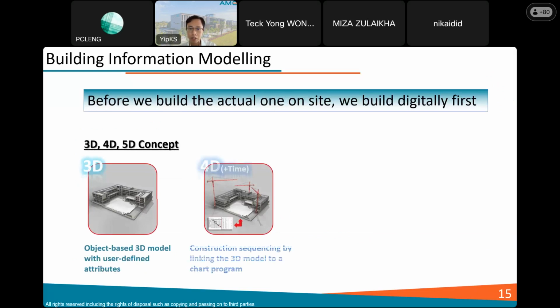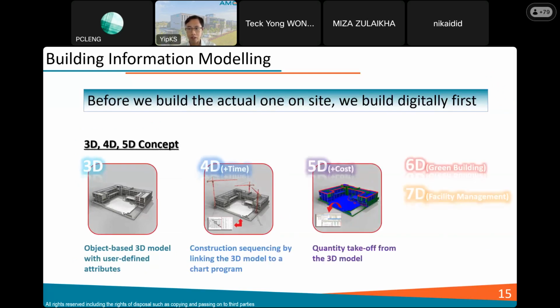And I will go quickly on this theory because you can find it on the internet. But the most important idea for building information modeling, or some call it VDC, virtual design and construction, is that before we build the actual building on site, we build it digitally first in our computer environment.